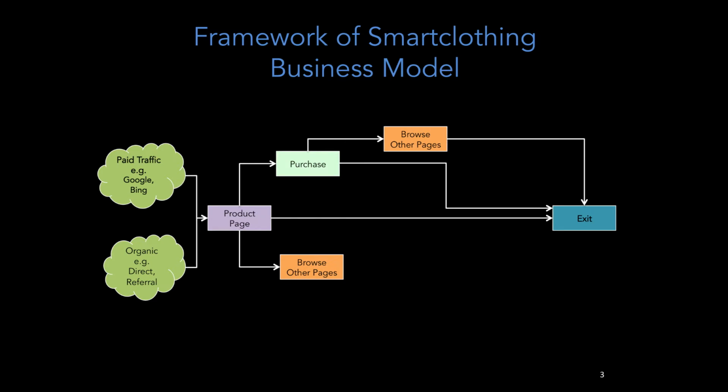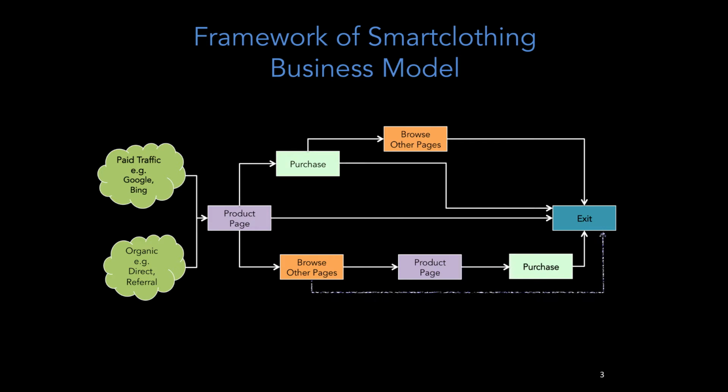In some other cases, they find an item they're interested in. They go to that product page, look at that item. If they like it, they purchase, and eventually they exit the website. In other cases, they browse other pages, they don't find what they're looking for, and they just exit the website. This is the general flow of a user as it relates to this company, the Smartclothing company that we'll be looking at. Now, why is this important?